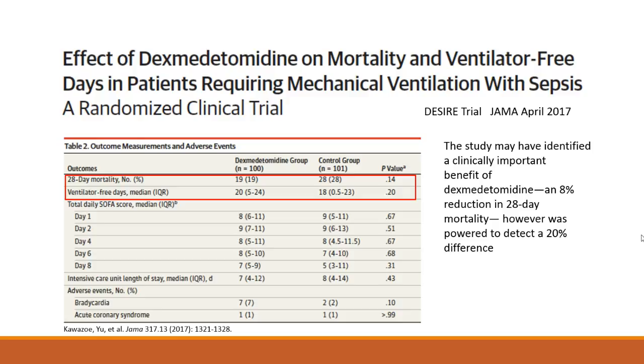What they found was an 8% reduction in 28-day mortality, but this was not statistically significant. I will point out that this study was powered to detect a 20% reduction in mortality, and that was based off of the previous MENDS trial. So we don't know if it was done a different way and powered to detect perhaps that level of mortality, whether or not we would find that significant. But you could argue that 8% is a pretty significant reduction.